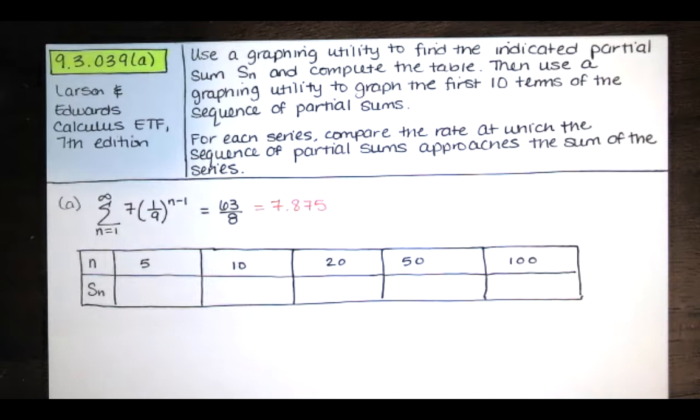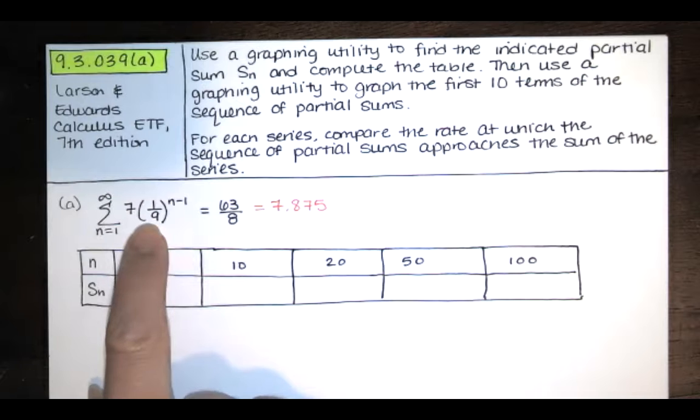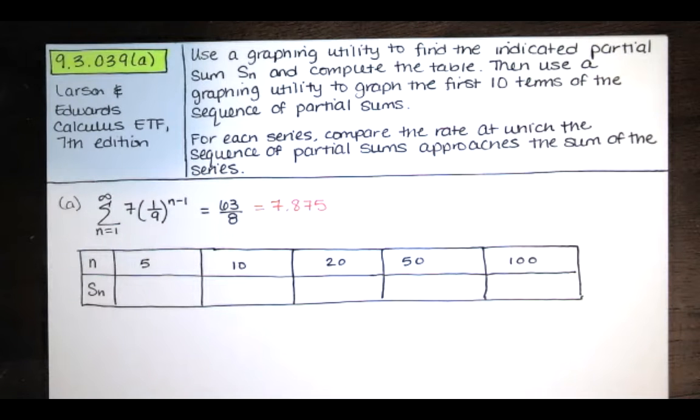So let's look at this first series. We see that it's a geometric series because we have this constant times a constant raised to the n minus 1. Every time we go from term to term, we're multiplying by another 1/9. So that makes it a geometric series. It turns out that that will converge to this 63/8. That's the first term of the series, which happens to be 7, divided by 1 minus the common ratio, which is 1/9. 7 divided by the quantity 1 minus 1/9 turns out to be 63/8. And I've added the decimal approximation 7.875 right here.